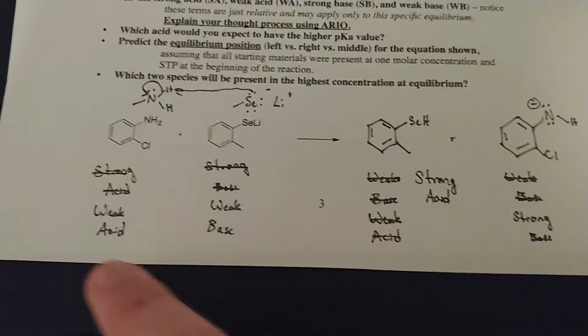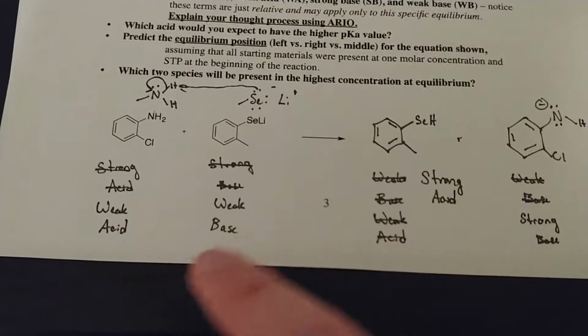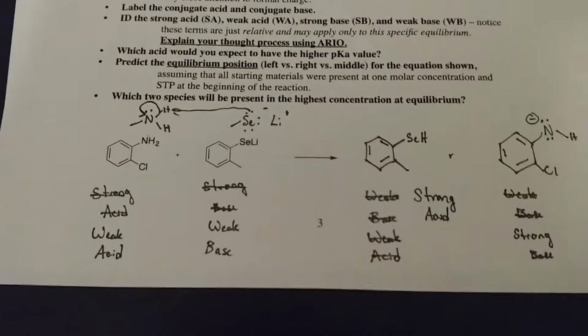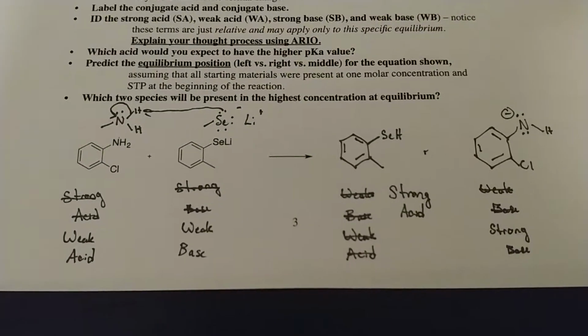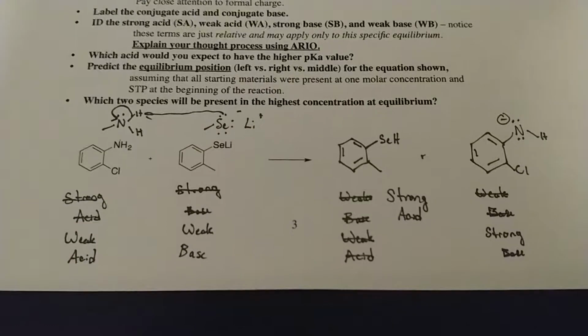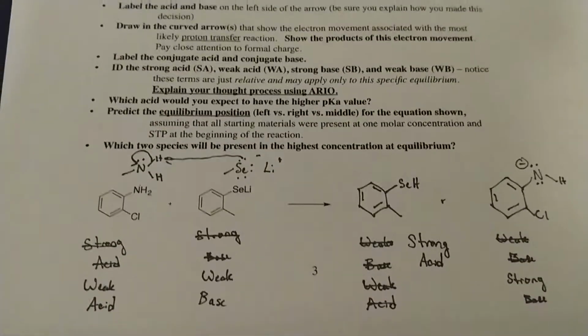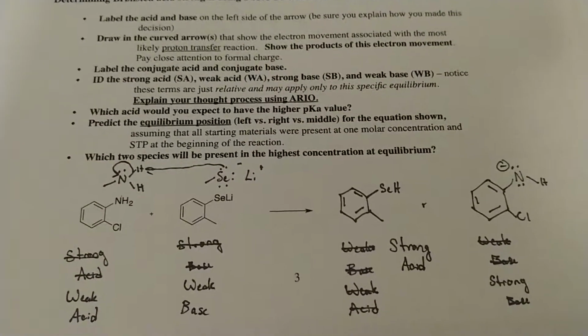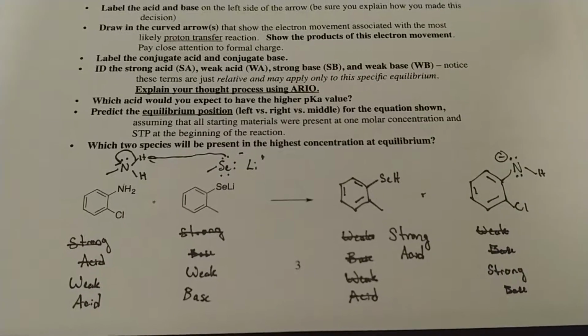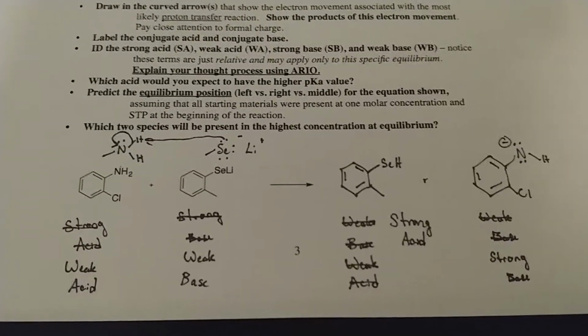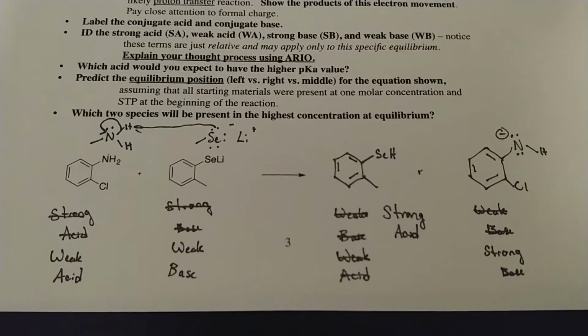Thus, we can favor this side, the reactants, at equilibrium. And then we know that these two species will be present in the highest concentration at equilibrium. Now, by understanding lone pairs, electronegativity, and REO, we have determined the mechanism of an acid-base reaction.